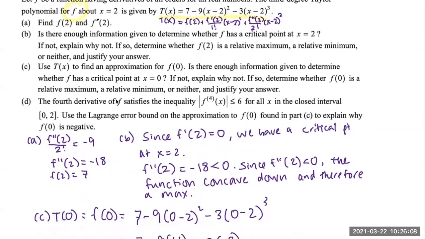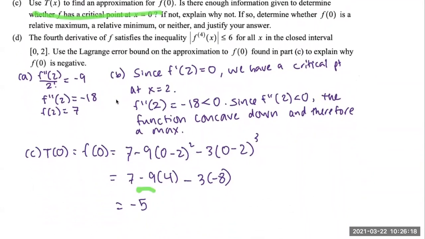Part D is a follow-up question. Whether it was good or not, we used it for an approximation. We used it to come up with the function at 0 being about -5. Now they're asking, can you determine the error in using the series you just used to approximate the function at x equals 0?